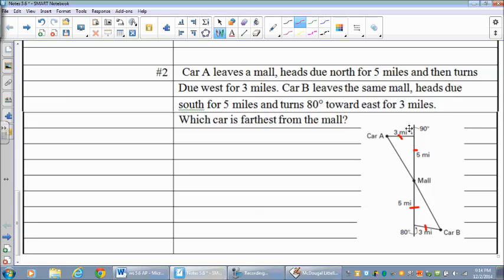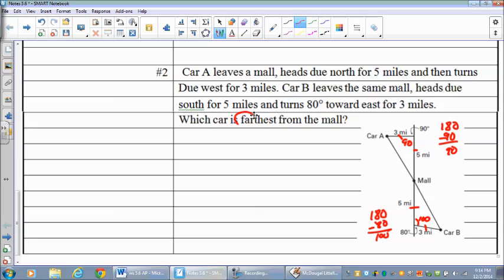Now the 90 is on the outside of the angle, so I need to know the interior angle. So 180 minus 90 tells me that that inside angle is 90 degrees. Okay? Down here on the bottom, the exterior angle is 80. So if I do 180 minus 80, that tells me that interior angle right here is 100 degrees. Knowing that information, what can I say about the distance from A to the mall and B to the mall?